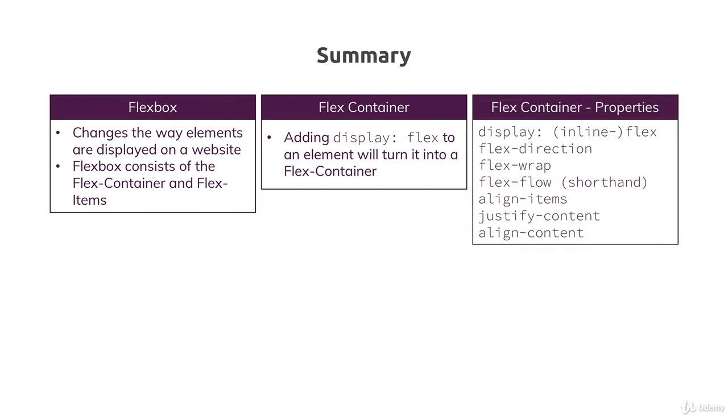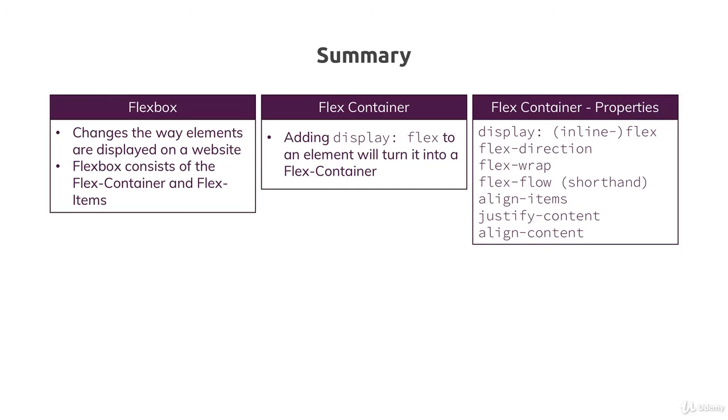Now, regarding the properties we can apply to such a Flex container, we of course have the display flex or inline flex property. We also had flex direction, which basically defined the way our elements are displayed. So remember, we had row, row reverse, column, and column reverse. We also saw that we can define how the elements should wrap. So with wrap and no wrap for the flex wrap property, we could change that behavior. And the shorthand for these two properties was flex flow. The first value for the flex flow is the flex direction. The second value is the flex wrap.